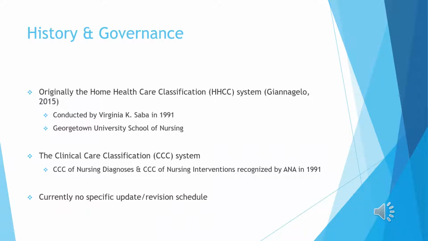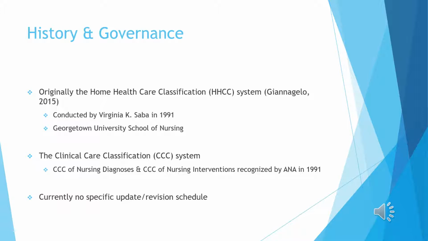The Clinical Care Classification System, or CCC, was previously referred to as the Home Health Care Classification, or HHCC system. With this, a woman named Virginia K. Saba conducted a project that presented the CCC system from the home health system in 1991, and this took place at the Georgetown University School of Nursing.